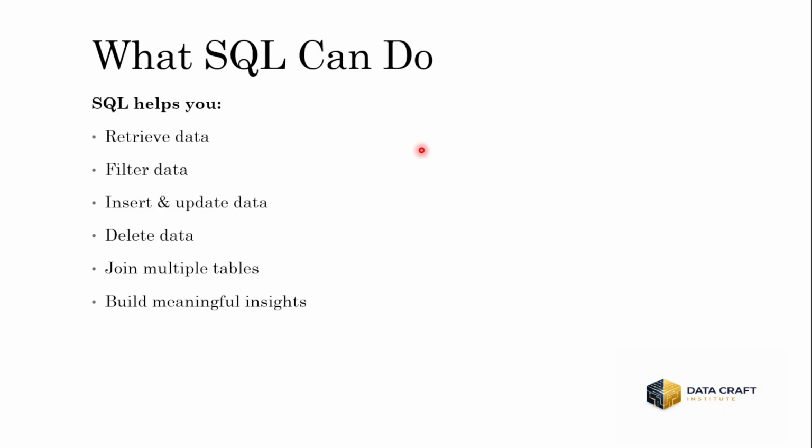What can SQL do? SQL allows you to do everything from retrieving data, filtering it, joining tables, inserting and updating records, all the way to preparing insights for analytics. So SQL helps you to retrieve data, filter data, insert and update existing or new data, delete data, join multiple tables, concatenate them, union them, and build meaningful insights.